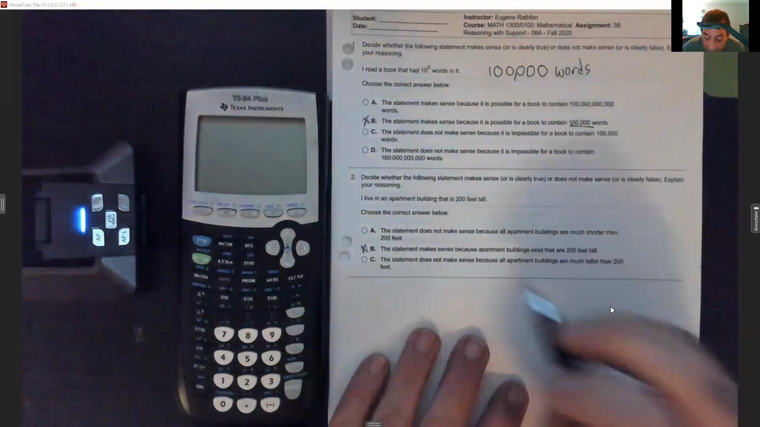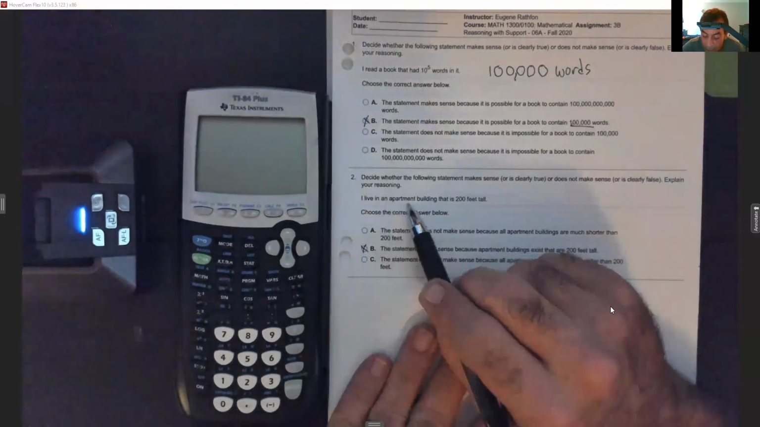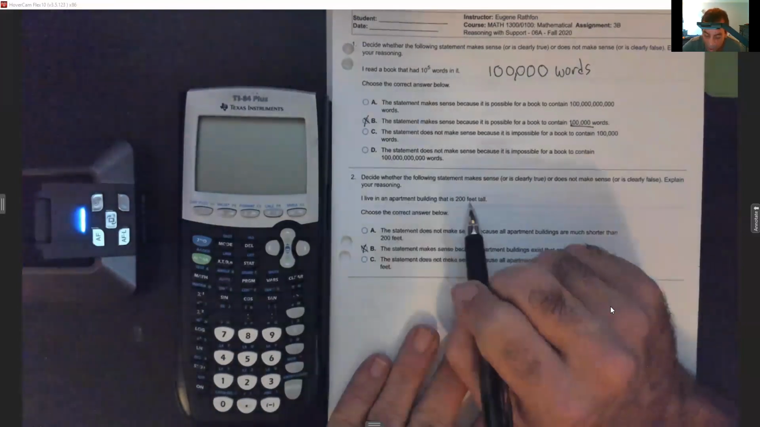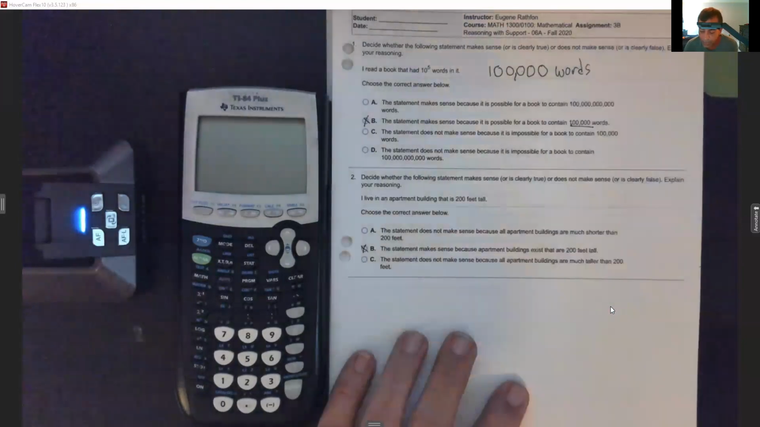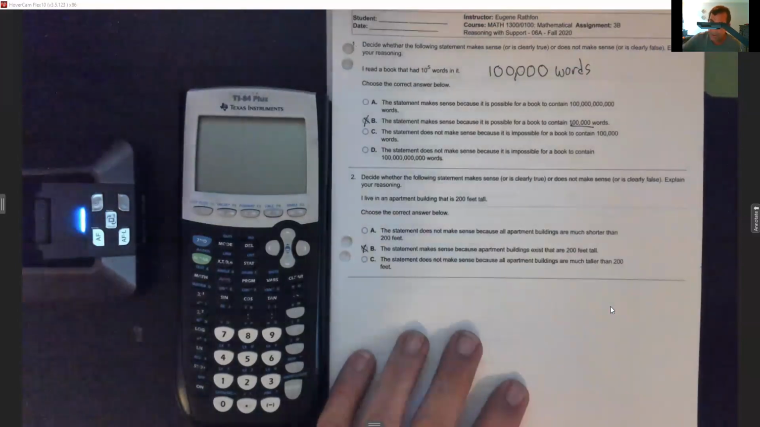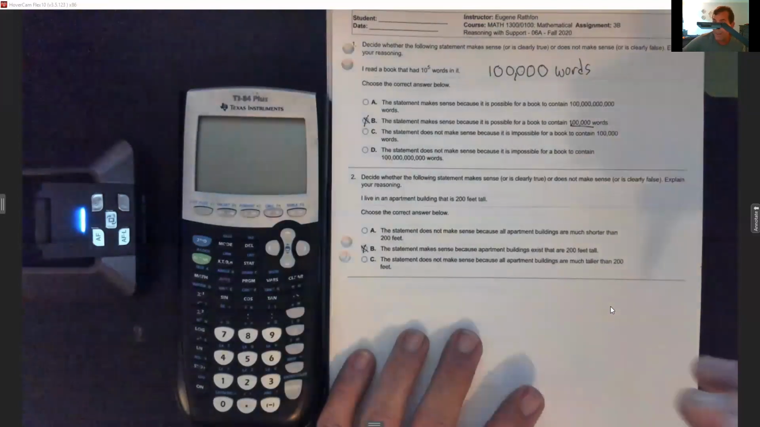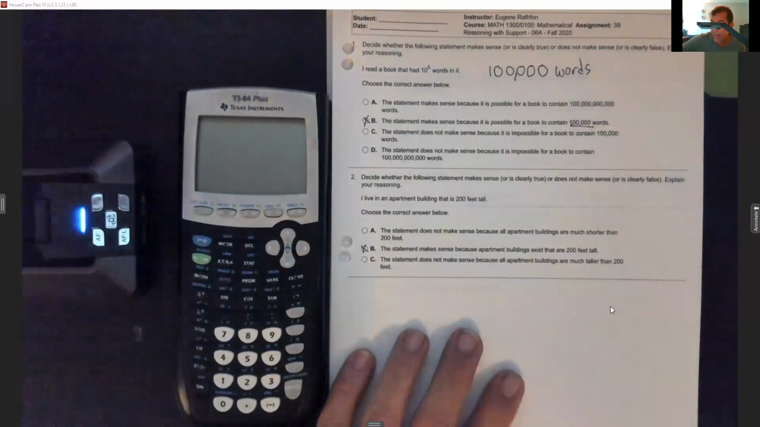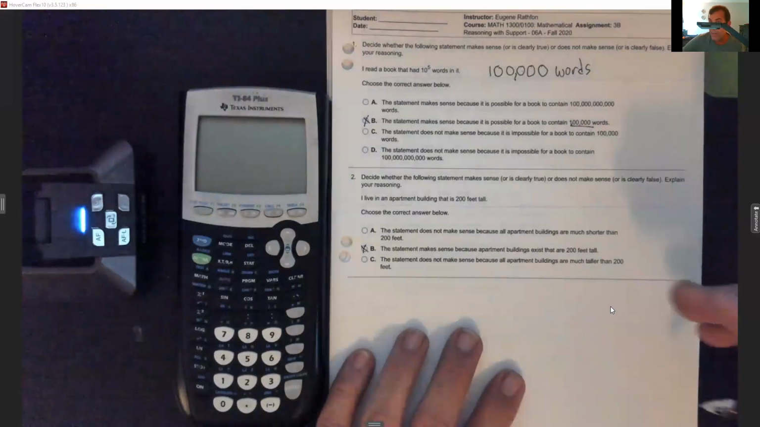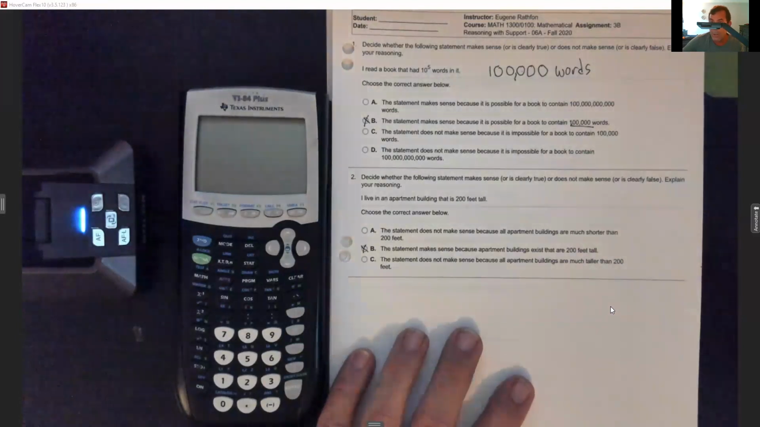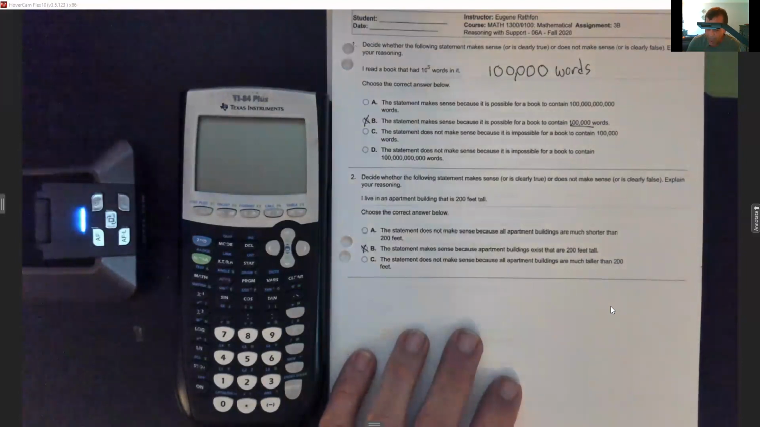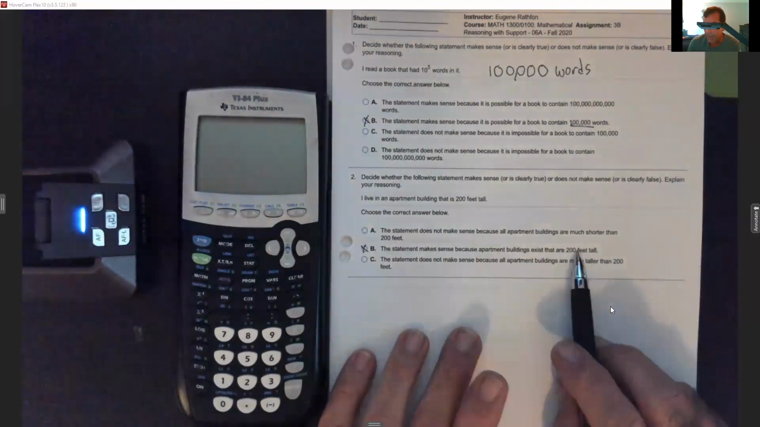All right, watch this. I live in an apartment building that is 200 feet tall. Does that make sense, 200 feet tall? Well, let's think, if the average floor is around, what, 10 feet? 200 feet divided by 10 feet per floor would give me, oh, what's that, 20 floors? Well, I've seen 20-floor apartment buildings. Okay, so there are apartment buildings that could be 200 feet tall.